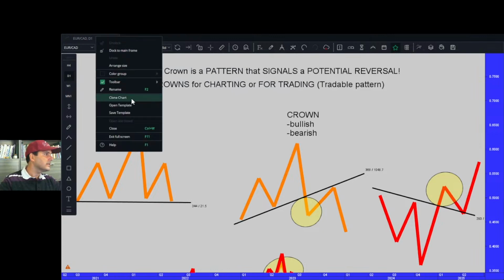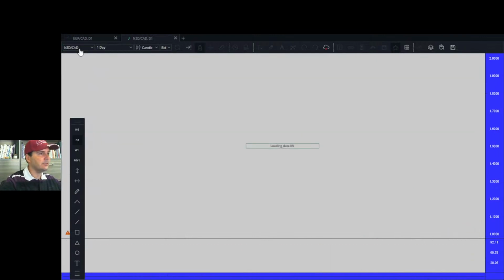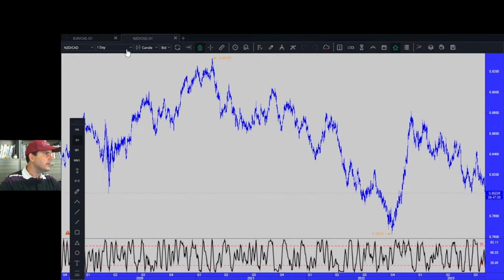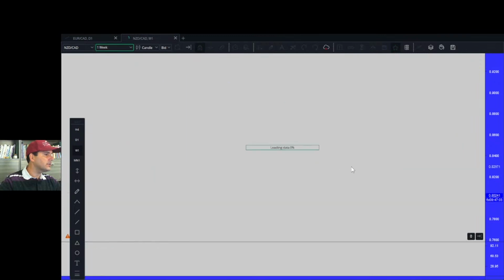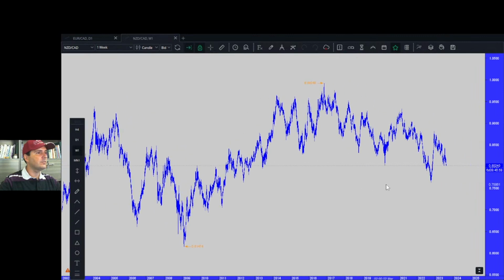Everybody clone chart, and let's go on NZD-CAD. NZD-CAD weekly chart first. Alright, NZD-CAD weekly chart first.